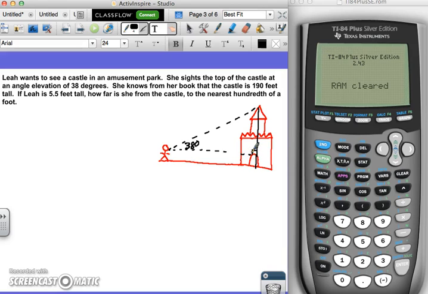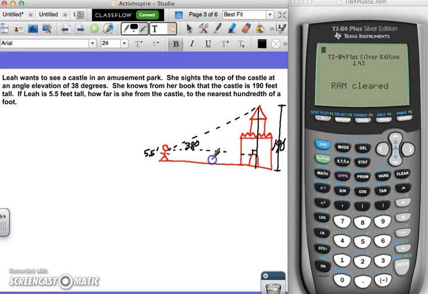She knows from her book that the castle is 190 feet tall. Okay, so this whole thing over here is 190 feet. So I guess she got one of those Burn Mom books or something. Leah is 5.5 feet tall. Okay, so Leah over here, she's 5.5 feet tall. How far is she from the castle to the nearest 100?